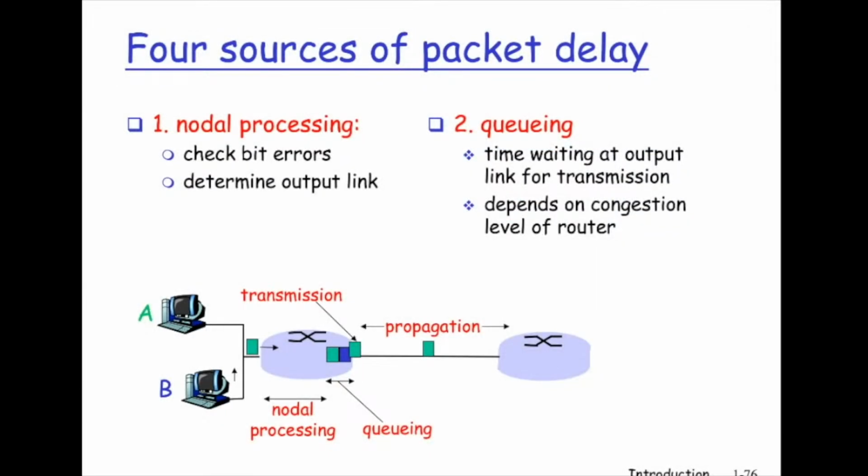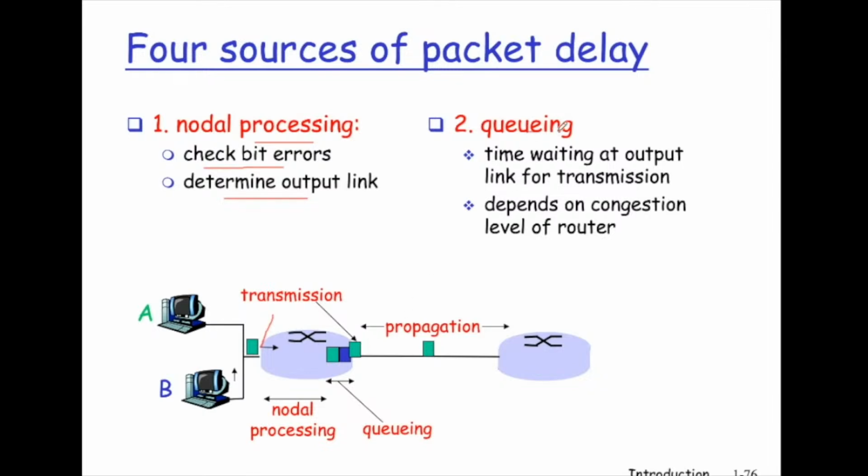Now, packet delay. There are 4 components. The first component is the nodal processing delay, but we just call it processing delay. It occurs right here when the packet arrives at the router. The router checks for bit errors, in case there are any, and decides quickly which output link the packet should go out.